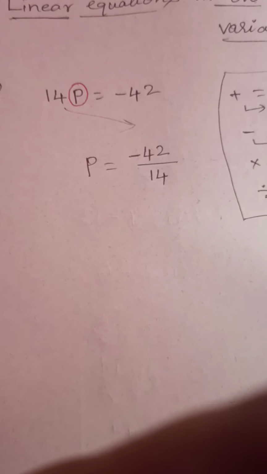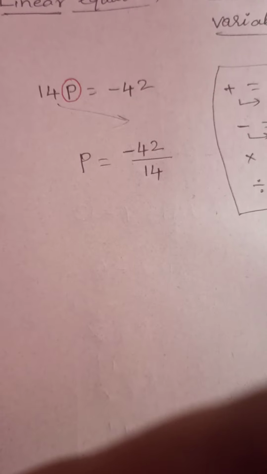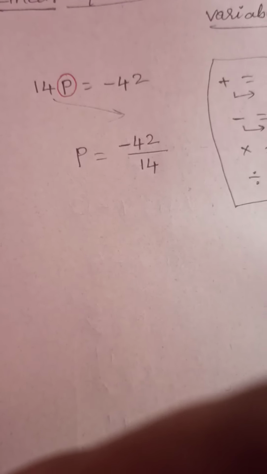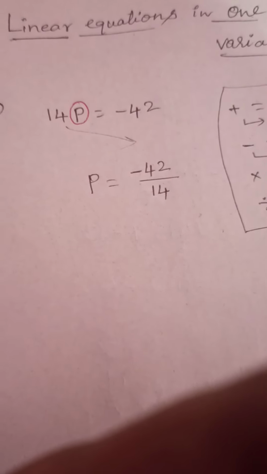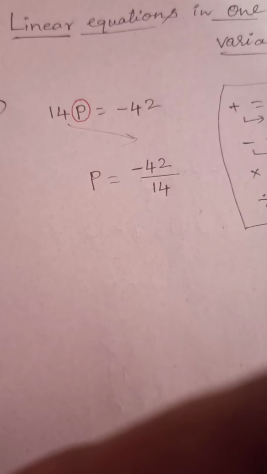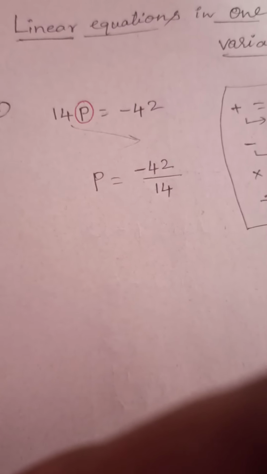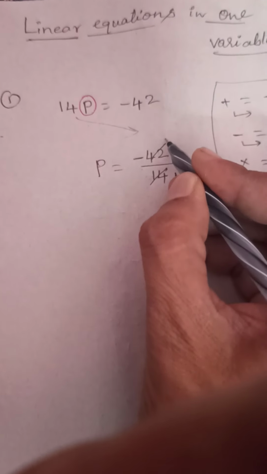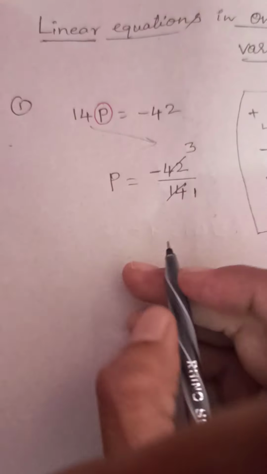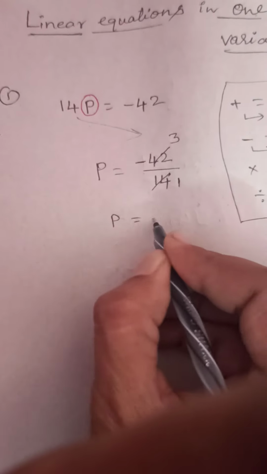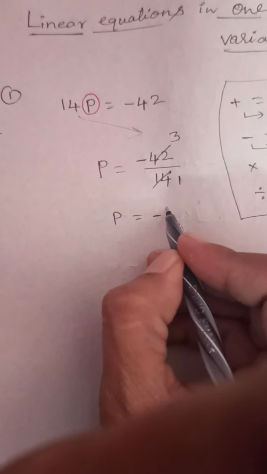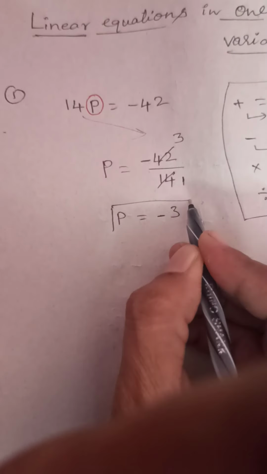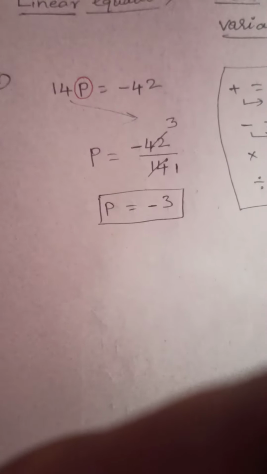You can take the 7 table, or you can take the 14 table. It depends on you, which is convenient to you. Okay, 14 table. 14 ones are 14, 14 threes are 42. Therefore, we can write now here: p is equal, negative sign is there, p is equal to minus 3. That is the variable value. First question is completed.